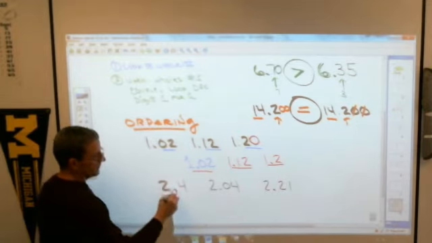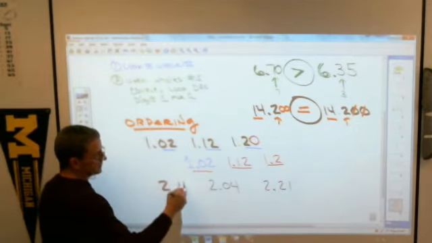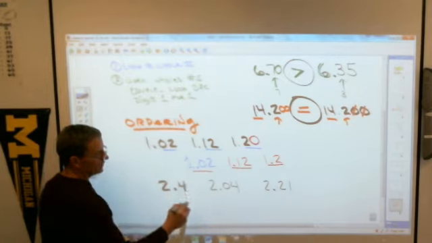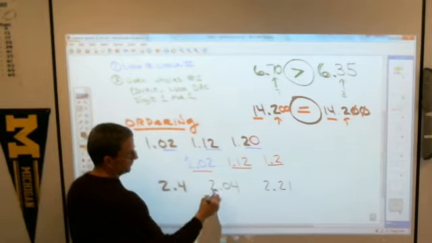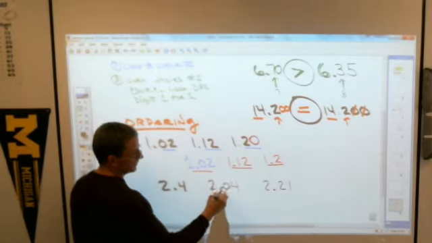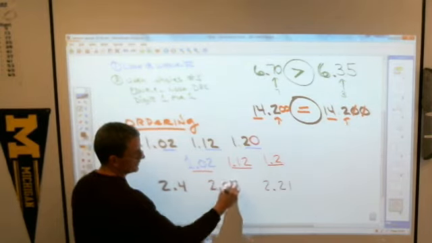Smallest to biggest. By the way, make sure you always read the directions, because every once in a while, the book will tell you to put it from greatest to least. Usually it's least to greatest, but you always want to make sure you're reading the direction.